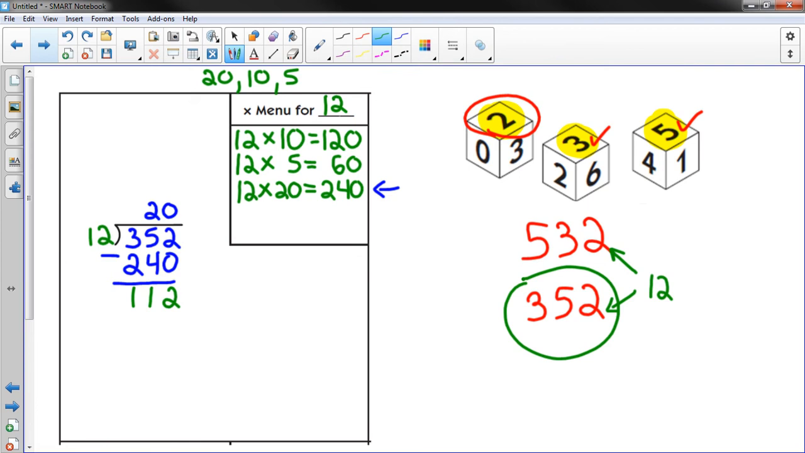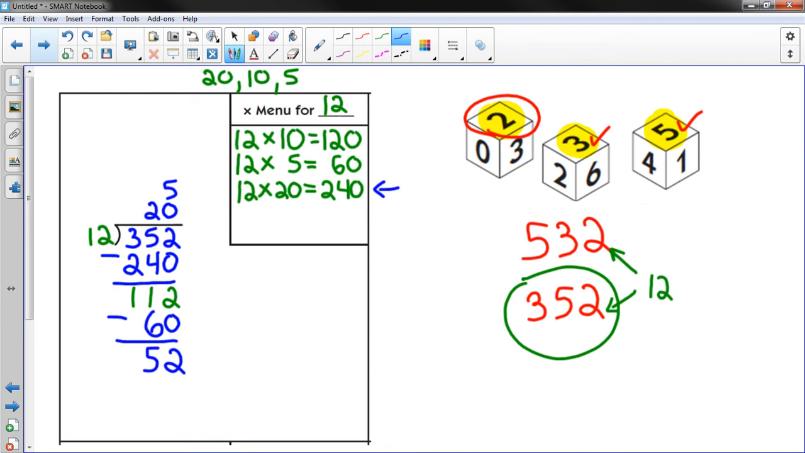Well, looking up above, I see 12 times 10 is 120. That's too big. 12 times 5 is 60. Let me use that. So I'm going to put a 5 up here. That's 60. I'm going to subtract again. 112 minus 60 is 52.